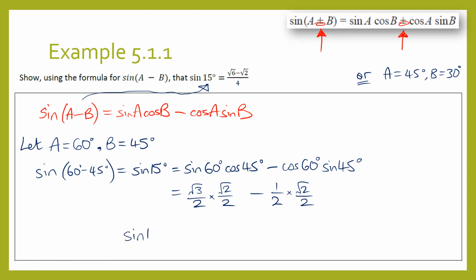So here we've got sine of 15 degrees is root 3 times root 2, which is root 6, over 2 times 2, which is 4. Take away 1 times root 2 over 2 times 2. We've got a common denominator here already, and we're taking away two fractions, so we can put them over our common denominator, and that is the required result.